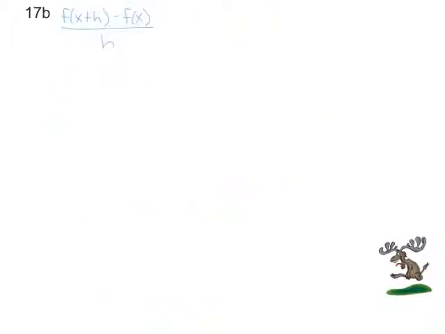Alright, 17b wants us to do the same thing to the equation 1 over x plus 1. So what we get is f of x plus h will be 1 over x plus h plus 1, and then f of x will be 1 over x plus 1, and then this is all divided by h. And we need to simplify this.